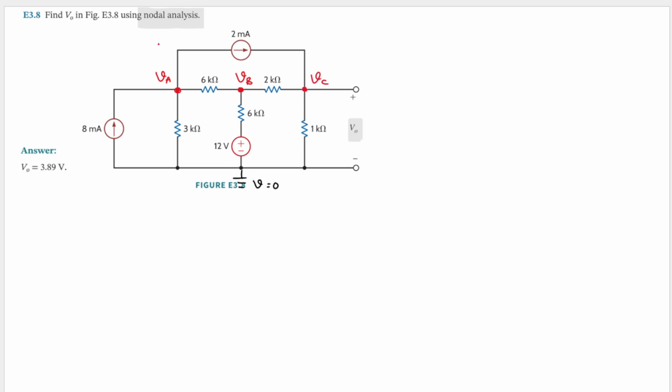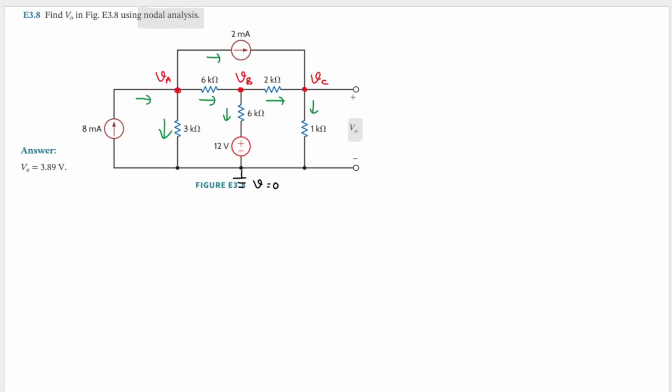And let's just assume the direction of the current. We have this current source, so I just assume following the arrow. So it's going up, then going to the right, and then here it's going down. This is going to the right, this is going to the right. I just follow this one. And for this one, I just assume it's going down. This is going to the right, and this also going down.